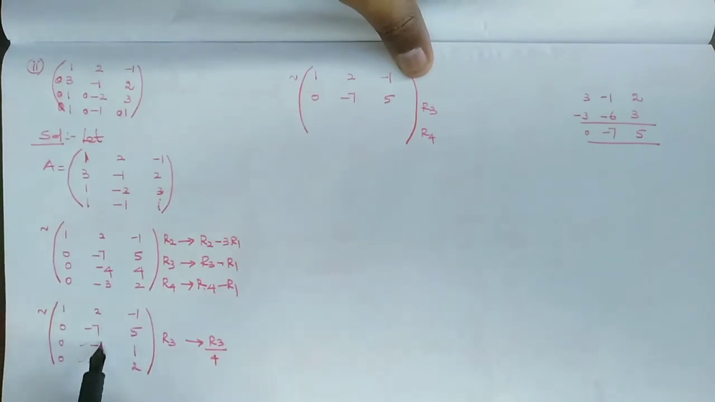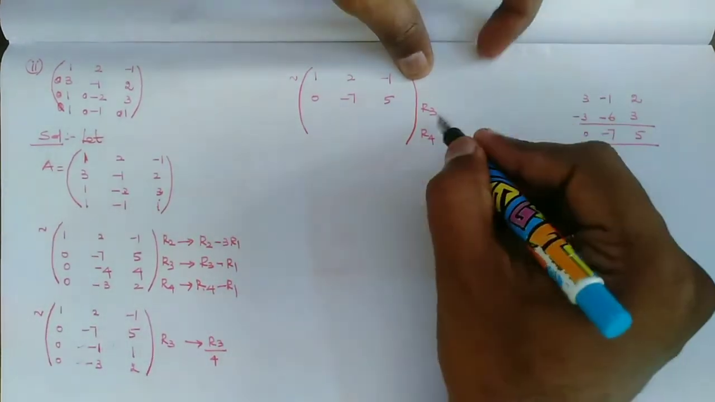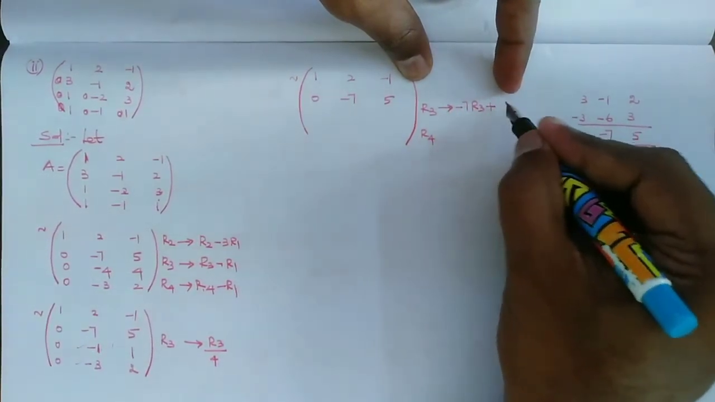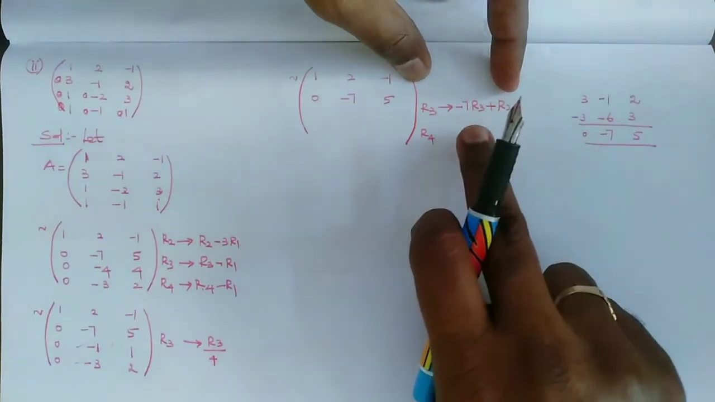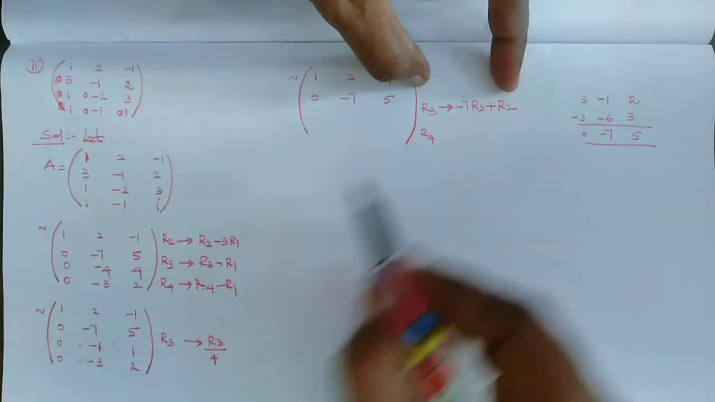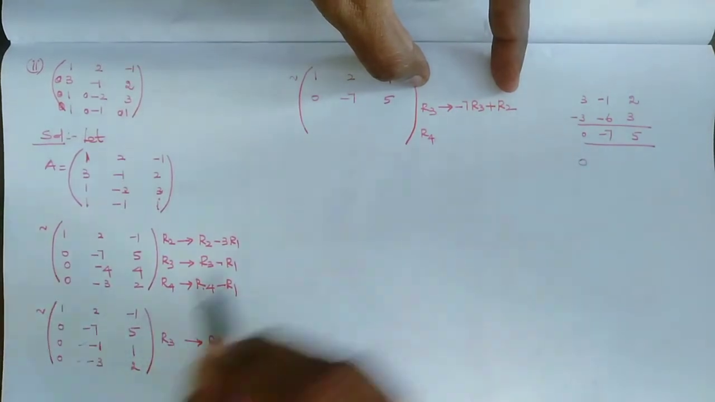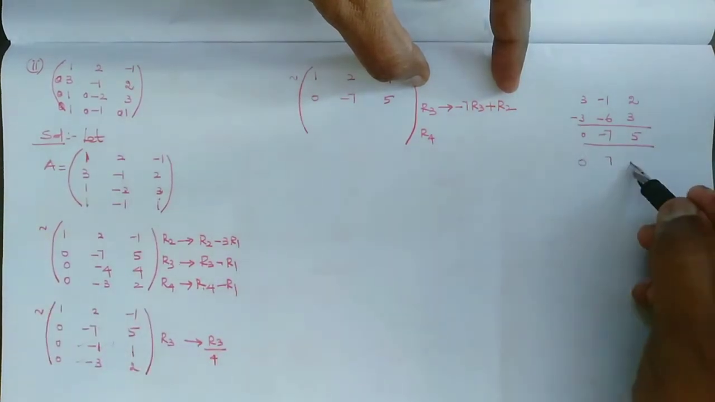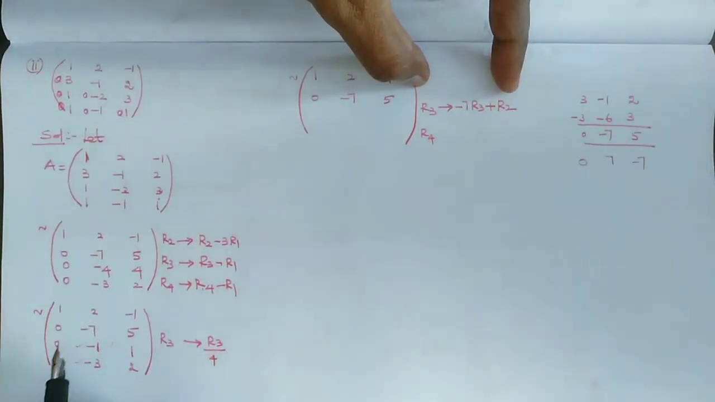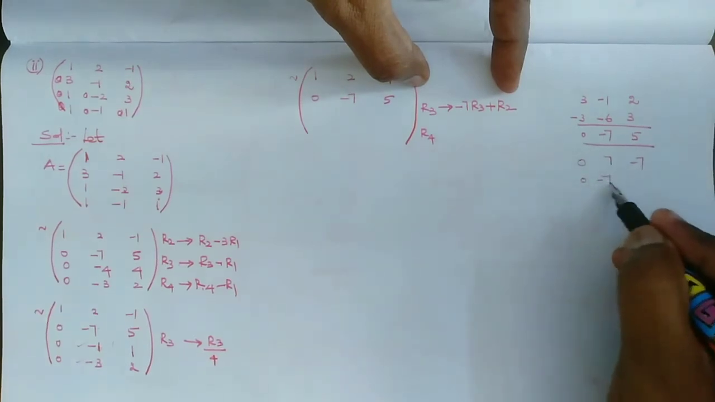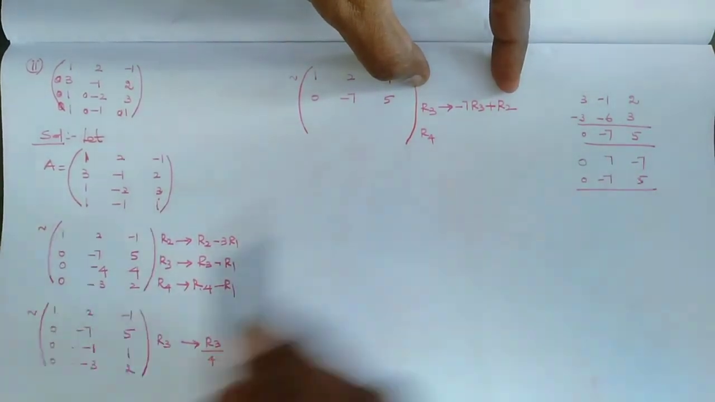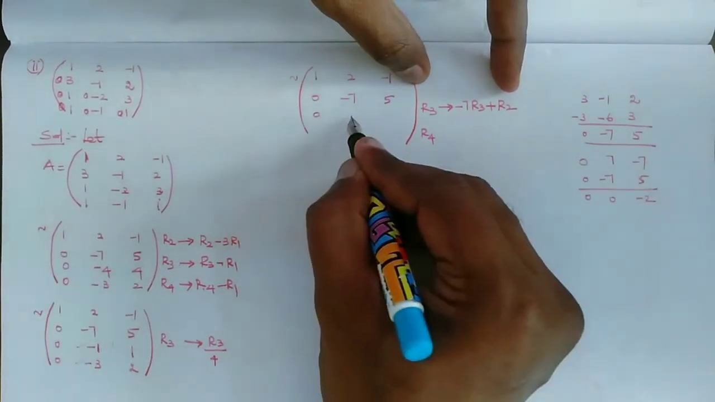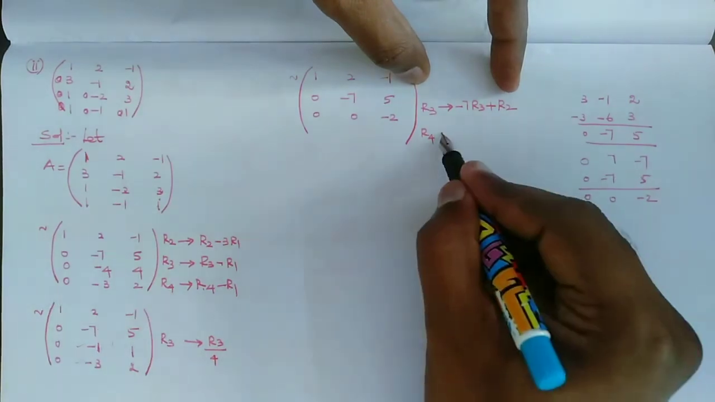So this R3 should be multiplied with minus 7. So R3 tends to minus 7 R3 plus R2. We will check. R3 should be multiplied with minus 7. 0 into minus 7 is 0. Minus into minus is plus, 1 into 7 is 7. 1 into minus 7 is minus 7. Now write R2 as it is: 0, minus 7, 5. Plus R2: plus 0, minus 1, 5. The answer is 0, 0, minus 2. Now R4 tends to.